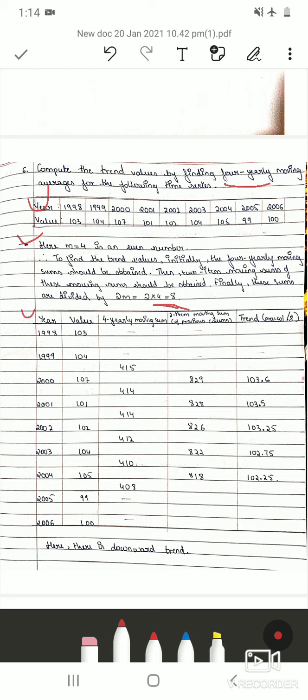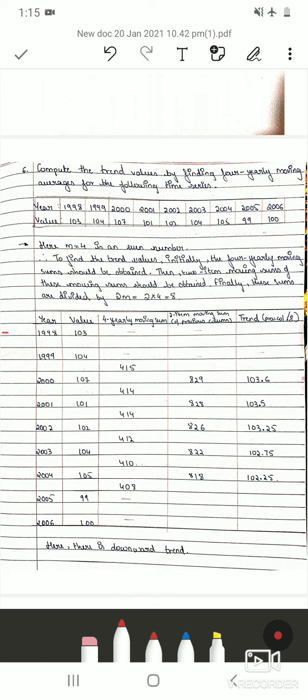First column will be year and the next column is value. Write the given years, which is 1998, leave a space, that is leave a line, and write the next year, which is 1999, and again leave a space and write all the remaining years. So the years are from 1998 to 2006. Write down the corresponding values in the next column. For 1998 the value is 103, for 1999 it is 104. Similarly write down the values of each year. So the next step is to find 4 yearly moving sums.